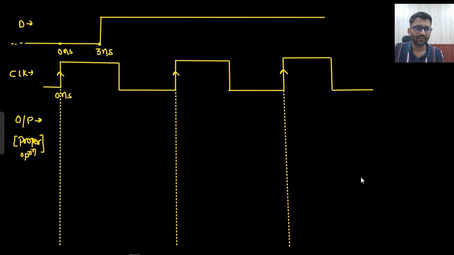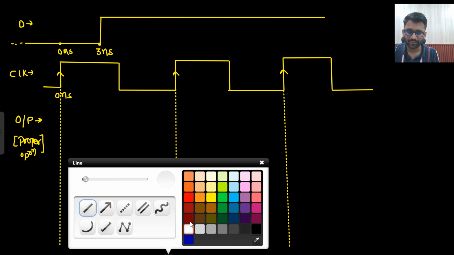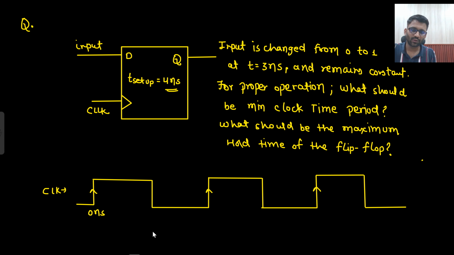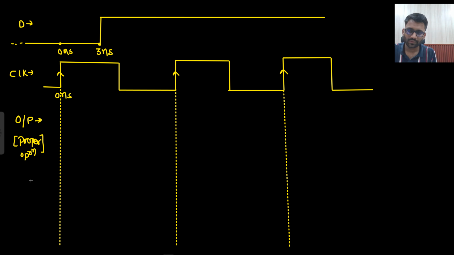How will you draw it? You know how to draw it, right? How will you draw the proper output? What is Q plus here? Q plus is equal to D, and that is equal to the input. So it will just follow the input, nothing else. It will be starting from 0.